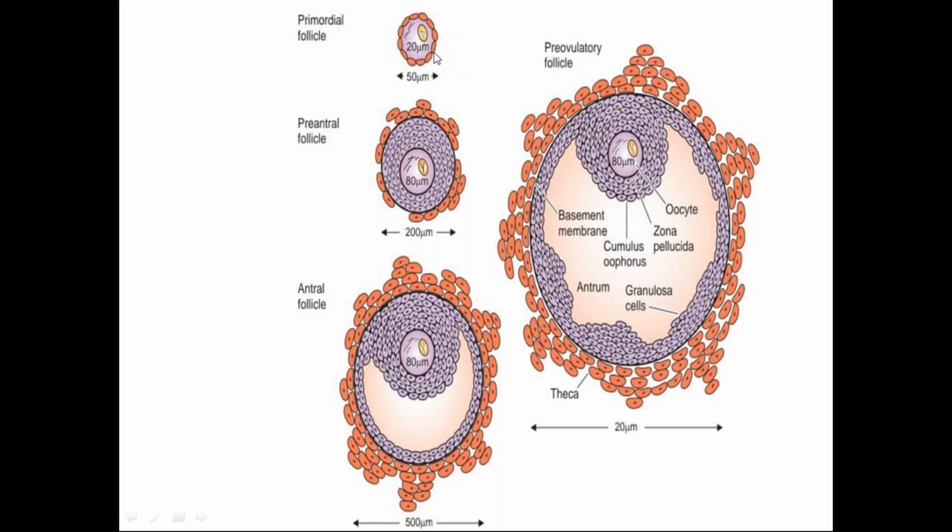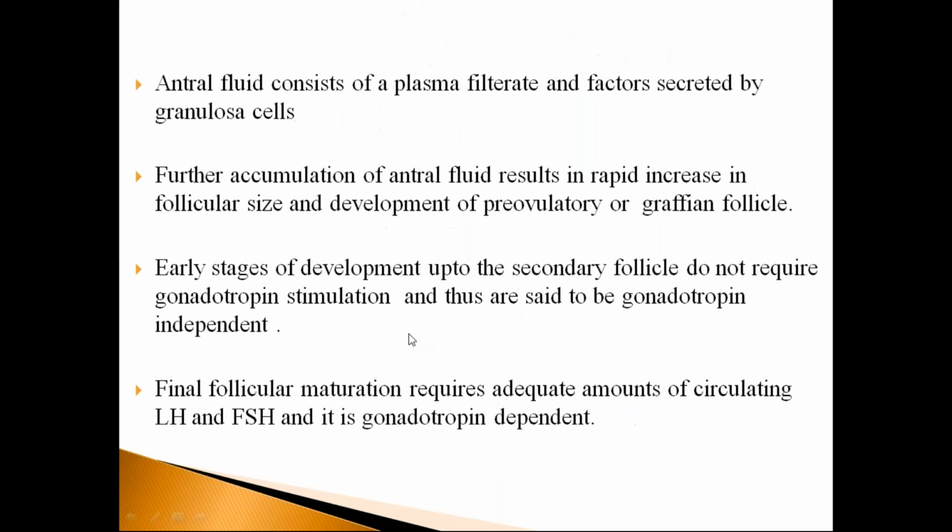This is the primordial follicle. You can see here the oocyte with the flat cells. This is the preantral follicle and this is the antral. Preantral is a secondary follicle where granulosa cells increase in number and theca cells differentiate into interna and externa. This is the antral follicle. This is the cumulus oophorus and this is the mural granulosa cells. This is the antral cavity with antral fluid.